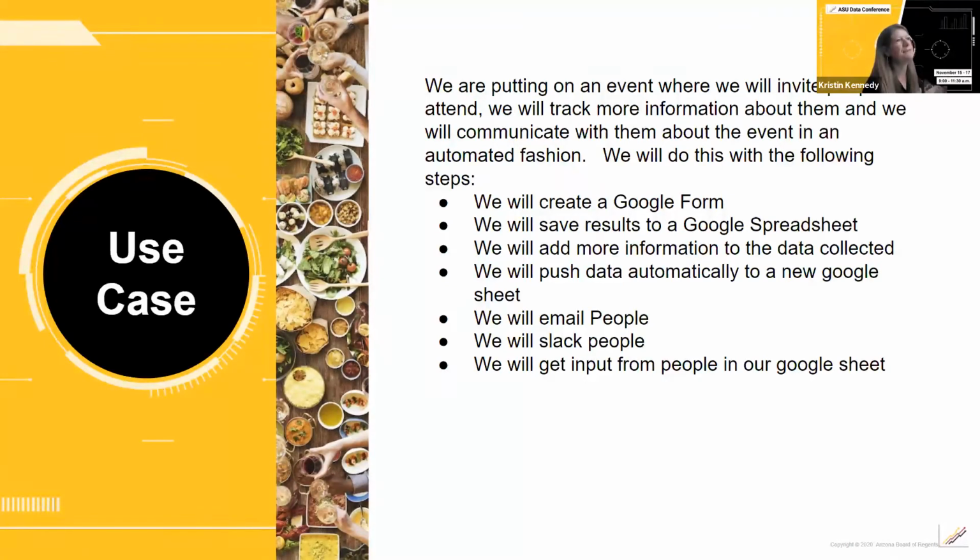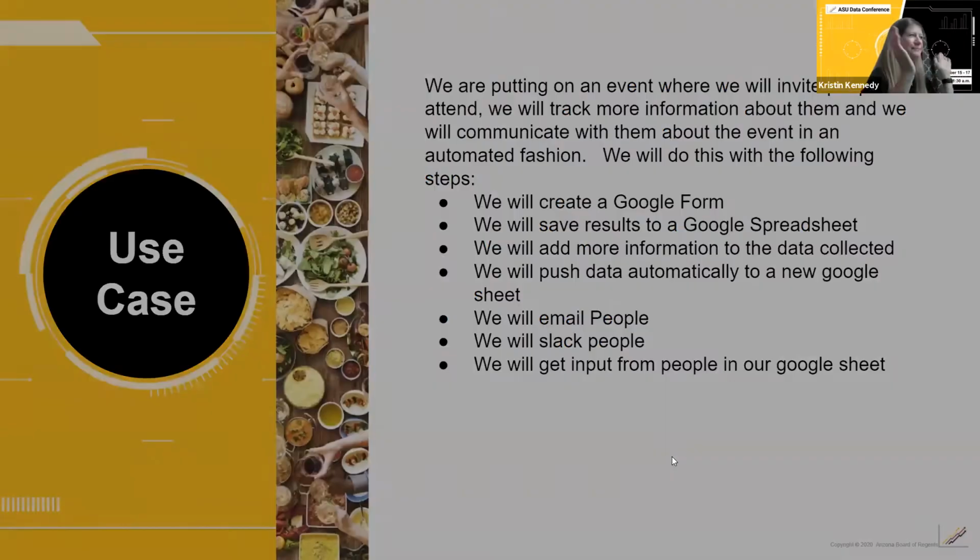And we're going to do this by creating a Google form, saving our results to a Google spreadsheet. We're going to get more information to add to the data we collected. We're going to push that data automatically to a new Google Sheet. We're going to email people and we're going to Slack people. And then we're going to get input from people in our Google Sheet. So that's what's going to happen.